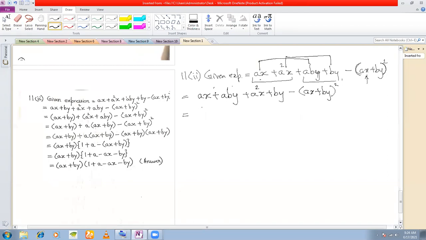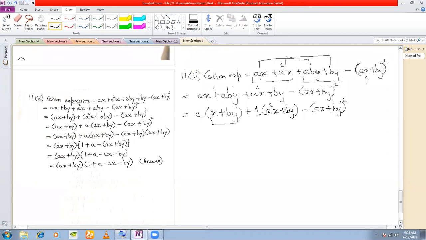Now from the first two terms, you can take out a, so you're left with x plus by. From the third and the fourth, you cannot take out anything, but you can still take out 1. So therefore you can take out 1. You get a square (x plus by) minus (ax plus by) whole square.